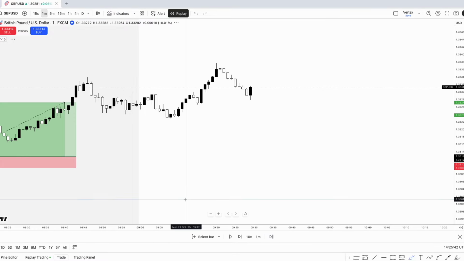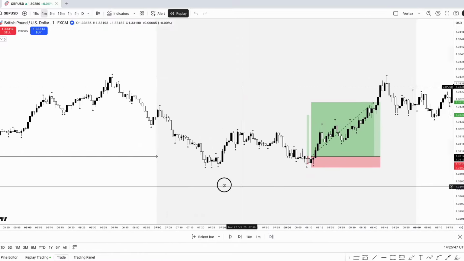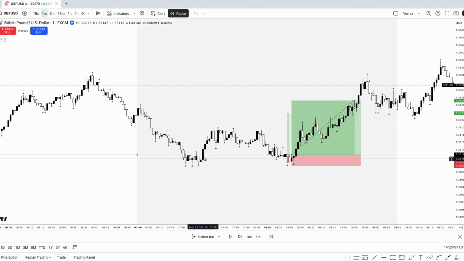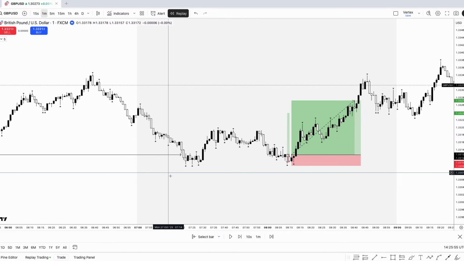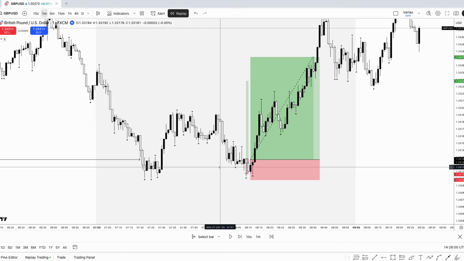So what we can see here is this is when the session starts, and essentially we're looking for shorts all the way up until we get this 15-minute low that was taken here. Okay, so from this point onwards, we are only looking to go long.